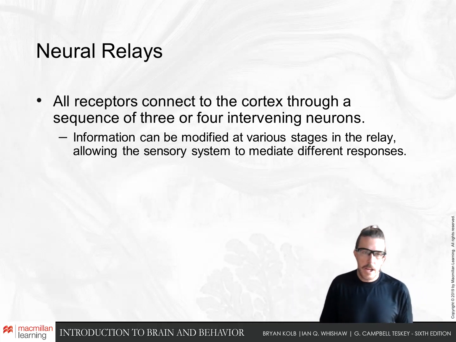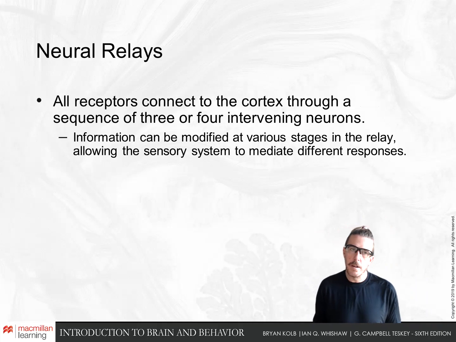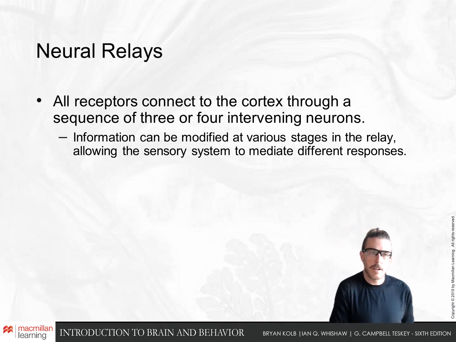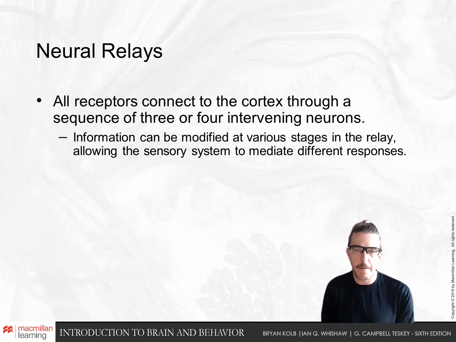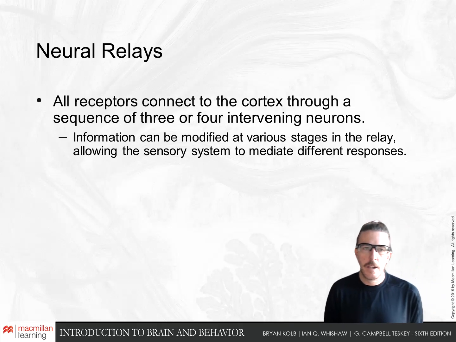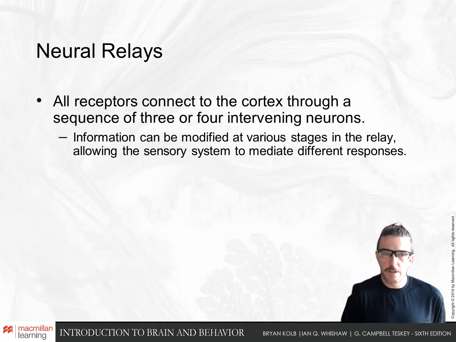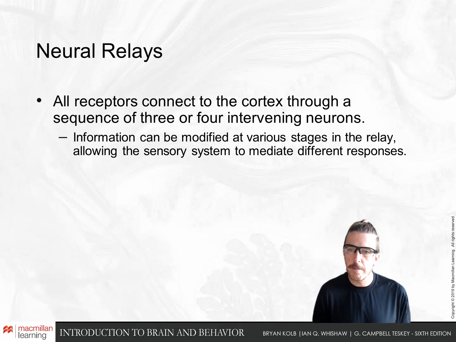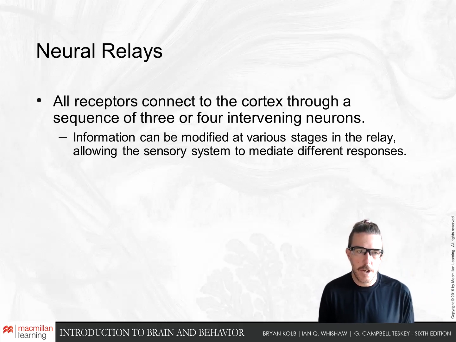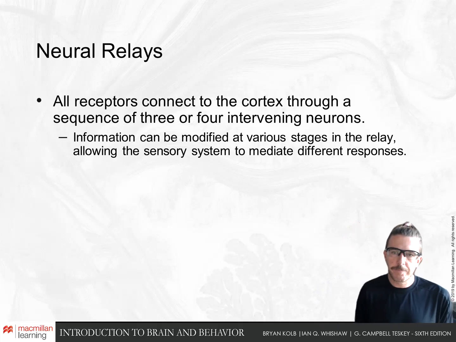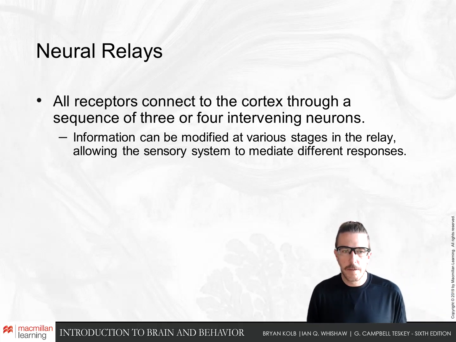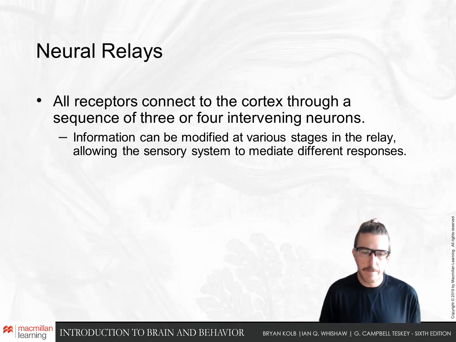A neural relay describes the fact that all receptors connect up to the cortex through a sequence of neurons. So there's a sequence of connections from the sensory receptor up into the brain, sometimes 3 or 4 intervening neurons in between. And at each of these stages in the process, some information can be modified, some computation can happen on the information. And so the information coming in can start to be modified.